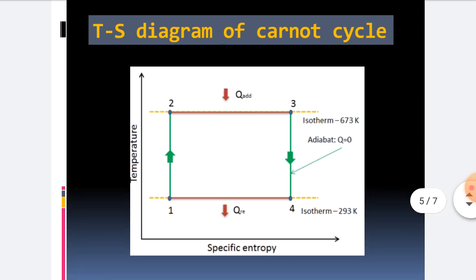Similarly, this is another explanation of Carnot cycle in terms of TS diagram.